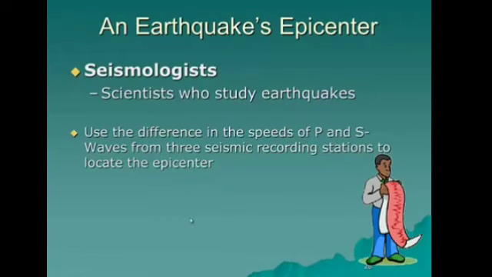Earthquake epicenters. Well, seismologists, those are the scientists who study earthquakes, figure out where an earthquake occurred, where the epicenter is, by using the difference in the speeds of the P and S waves from 3 seismic recording stations to locate the epicenter. They use 3 seismic stations, so it's called triangulating it, much like GPS does, and we'll get into that a little bit more later.